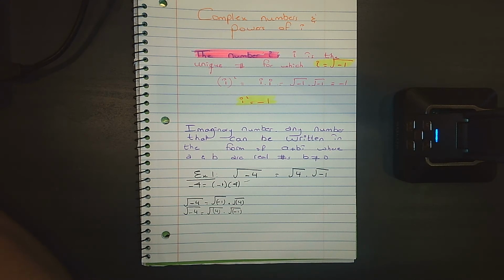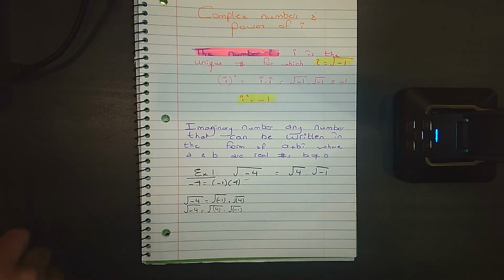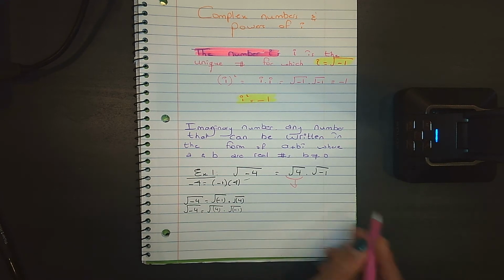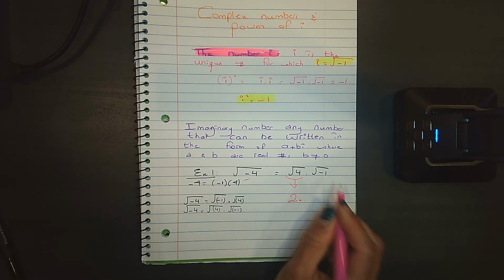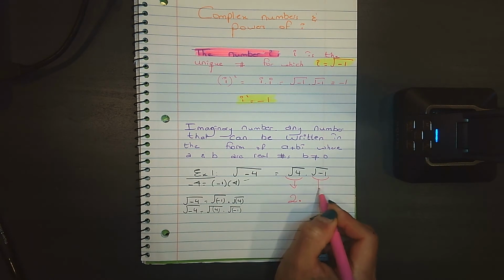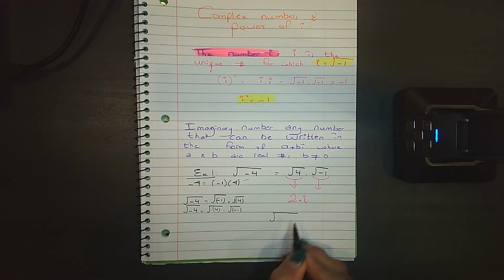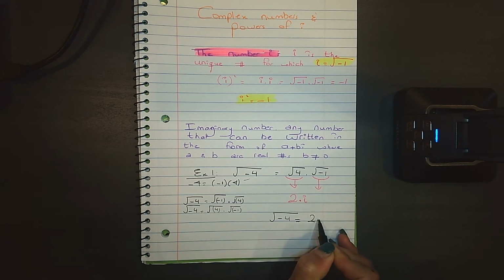All right, so let's see how we can solve this one. Square root of 4, we already know that square root of 4 is 2, and we know that square root of negative 1 is i. So in other words, square root of negative 4 is 2i. And that's your answer. Right? We're going to do another example.